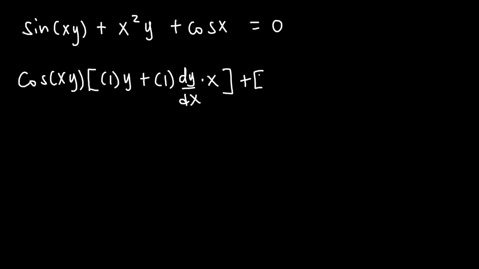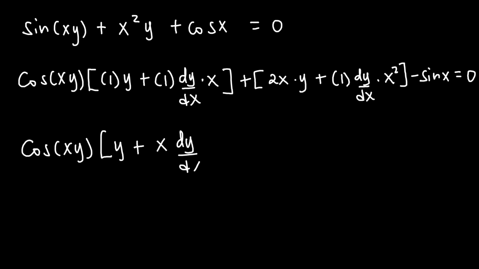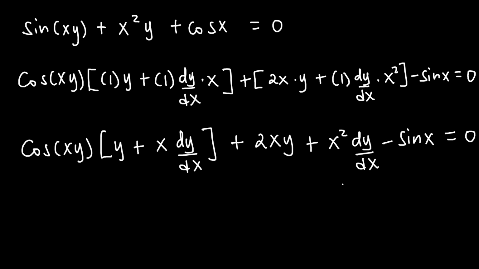And again, we shall differentiate this using the product rule. So we shall have, if you differentiate x^2, you get 2x, and then we shall keep y constant, plus the derivative of y, which is 1, times dy/dx, and then we shall keep x^2 constant. And then if you differentiate cos x, you get negative sin x, and this will be equal to 0. So we shall have cos(xy) into (y + x dy/dx), plus 2xy plus x^2 dy/dx, minus sin x equals 0.